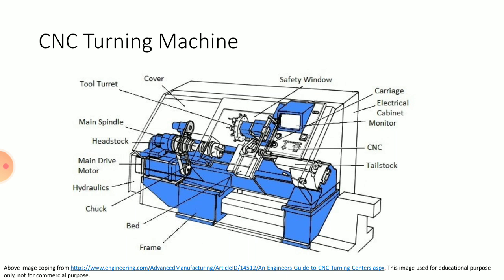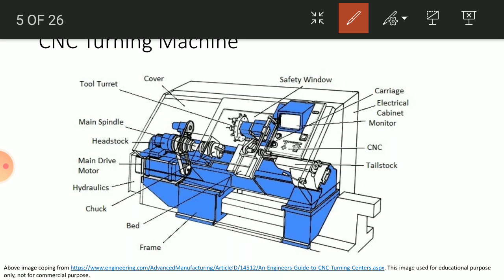This is the turning CNC machine. A turning CNC machine has the same construction as that of the lathe machine. Here is the headstock, here is the tailstock, and these are the work holding devices and the tool holding devices. All these have the same construction as that of the lathe machine.